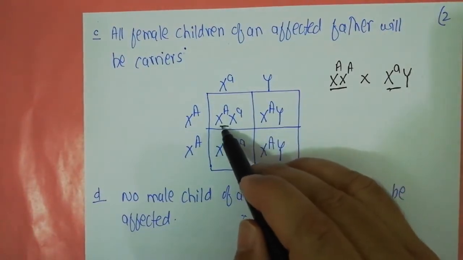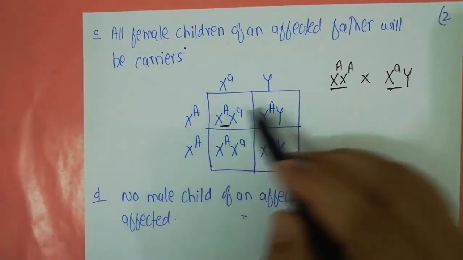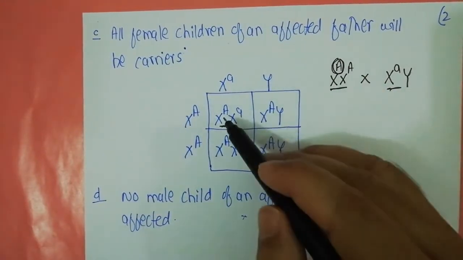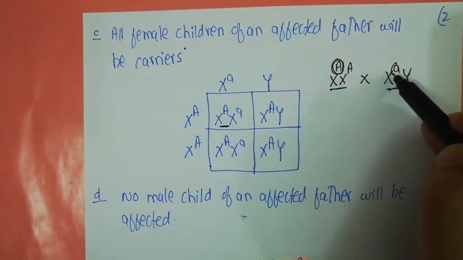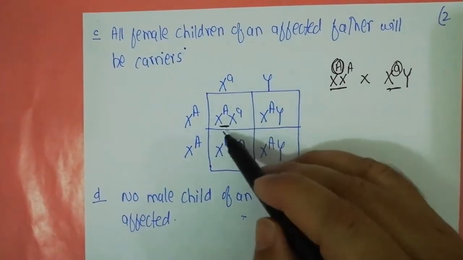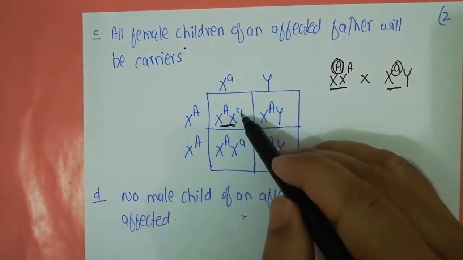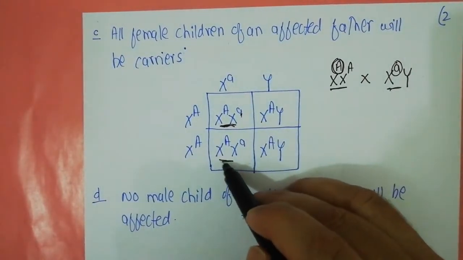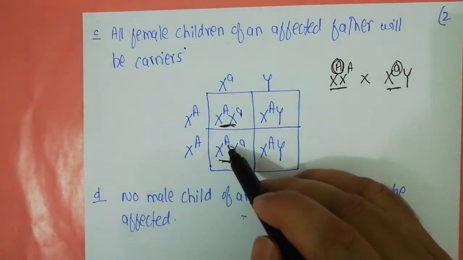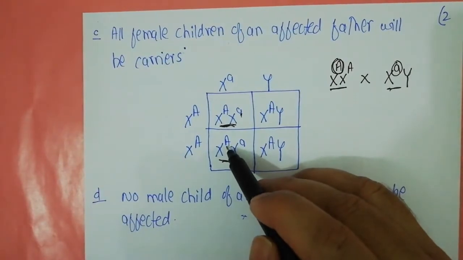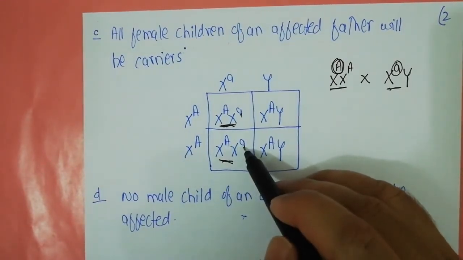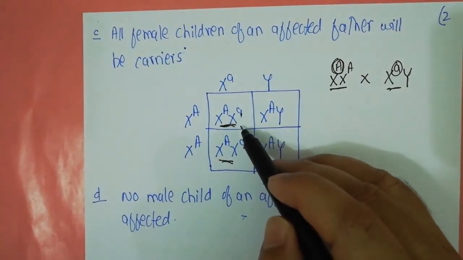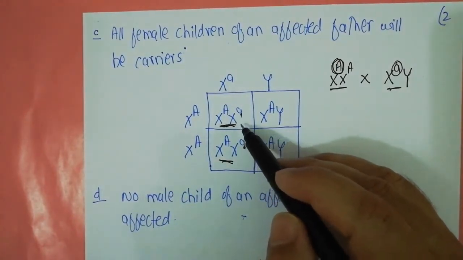This is one female offspring. She is getting one normal copy of the allele from her mother and one affected allele from her father. So this female will be a carrier. This female will be a carrier, and if you talk about this female again, she will be a carrier because she is getting one normal copy from the mother and one affected copy from the father. So all the female children of an affected father will be carriers.